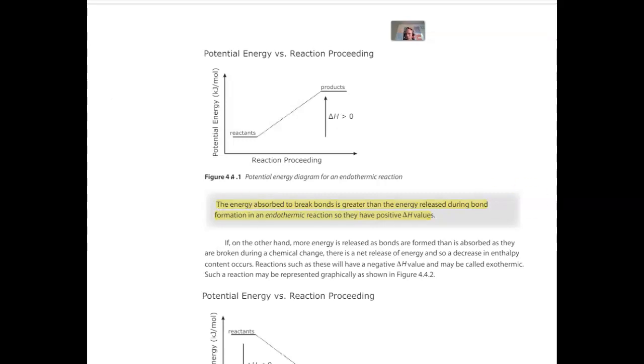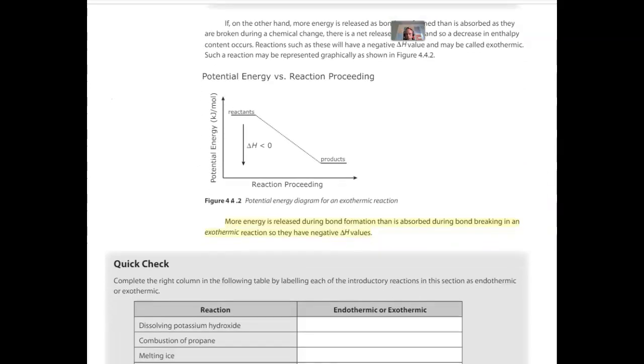We scroll down, we see the opposite, and see the reactants having more potential energy than the products. A delta H is negative, and in that case, more energy is released during bond formation than is absorbed during bond breaking in an exothermic reaction. Negative delta H values. All right, here's a multiple choice question that I'd like you to try to practice.